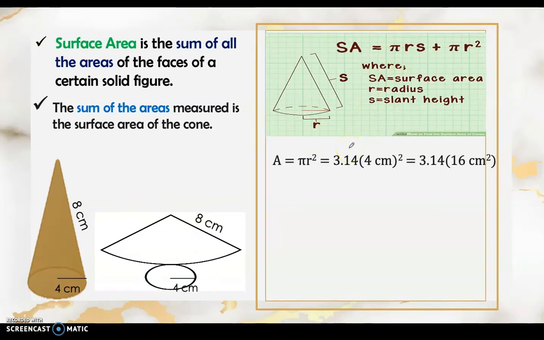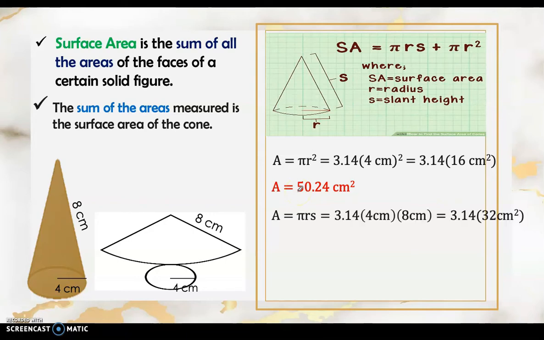So using the formula, we substitute the given measurement. So we start with the area of the circle, then the curved face, then you add it. So the area of the circle is pi r squared, which is 3.14, and the radius is 4 centimeters. You square it, which is 16 square centimeters times 3.14. We have the area of the circle is 50.24 square centimeters.